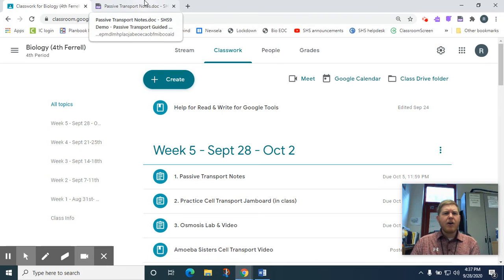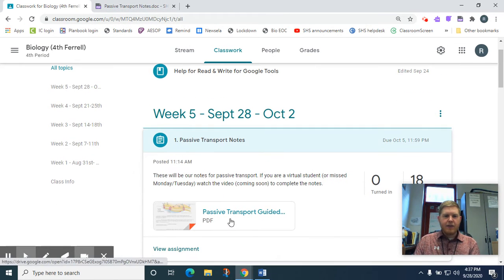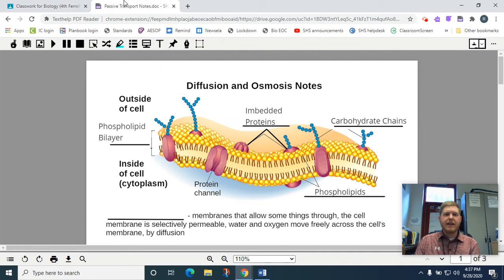This week we're going to talk about something called passive transport, and we're also going to talk about something called active transport. If you click into here with these notes, you should be filling these notes out as we are watching the video. To start off, we have different parts of the cell membrane. This is the cell membrane right here.